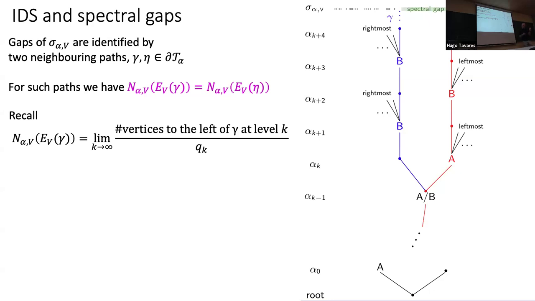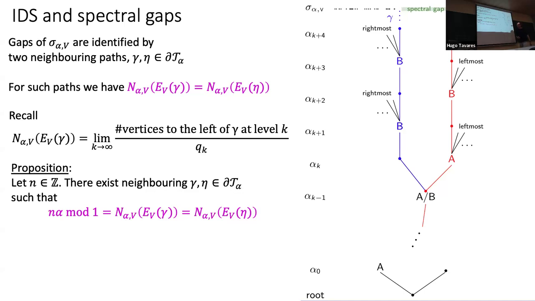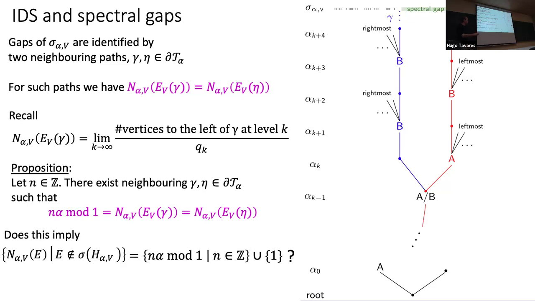Another ingredient that I will not go into detail to show you is that for any value of these candidates n alpha modulo 1, we managed to construct such two paths that give me that value. This is a bit related to the combinatorics of the tree, but if you believe me on that, then that's it. For any candidate, we find such two paths. So for any candidate, we found the gap.